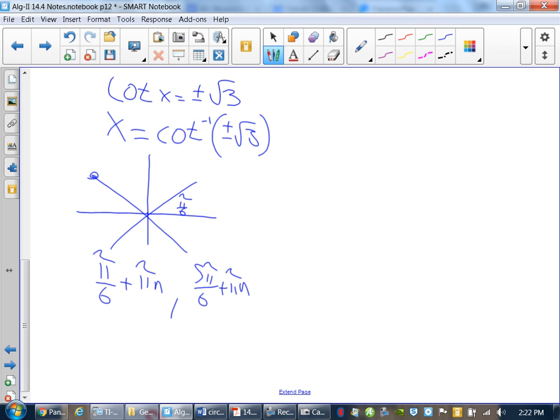Why do you have the 5 pi over 6? Pi over 6 is my first positive. The other positive is at 7 pi over 6. 5 pi over 6 is my first negative. Another pi is the 11 pi over 6. Oh, okay. That's how I get between all of my positives and negatives.